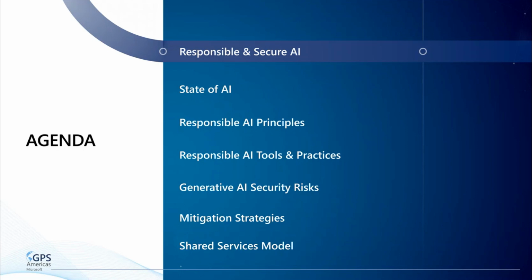So when we kick things off, we'll first and foremost talk about the state of AI, then the responsible AI principles, go through the tools and practices, and then Wayne will hand it off to me to talk about security and the different risks that we have out there, some mitigation strategies, and most importantly, the shared services model. At Microsoft, we call this the Better Together story. And we'll go through all these topics in today's conversation.